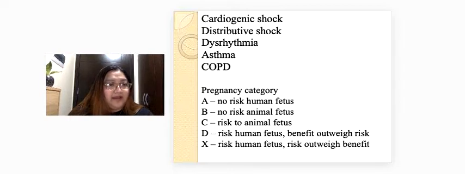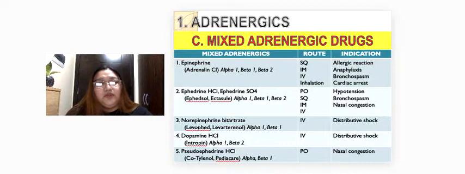And going back, norepi and dopamine can treat that because norepi and dopamine can cause vasoconstriction, severe vasoconstriction. So, pwede siya for distributive shock na may severe vasodilation. Okay? Dopamine also, it's given as a drip. So, hindi siya basta-basta pinupush.